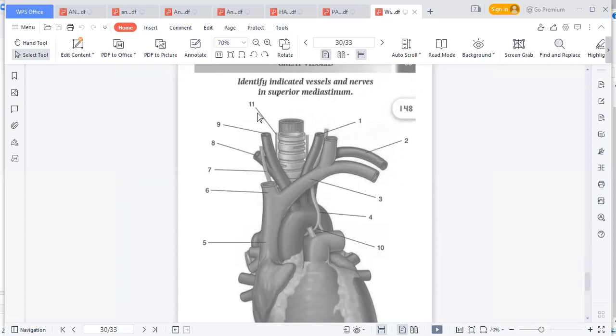Even this side, 11 is the vagus nerve. Vagus nerve, but we don't call it the vagus nerve. It's called the recurrent laryngeal nerve. Why do they call it recurrent laryngeal nerve? Because it wanders. It comes this side and it goes back. On the right side, it wraps on the right subclavian vein. But on this side, it works on the arch of the aorta on the left. So on the left is the arch of the aorta. On the right, it wraps on the subclavian vein and goes back.